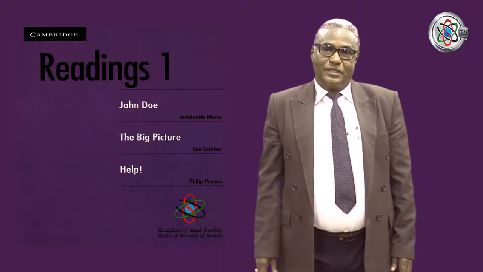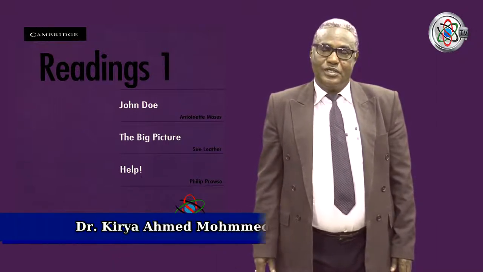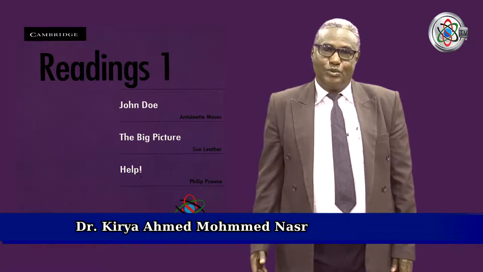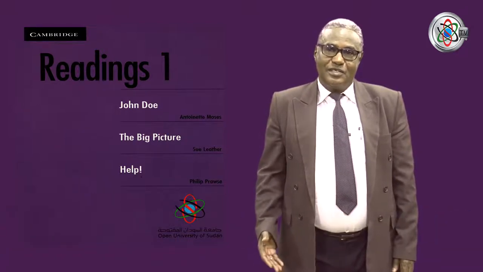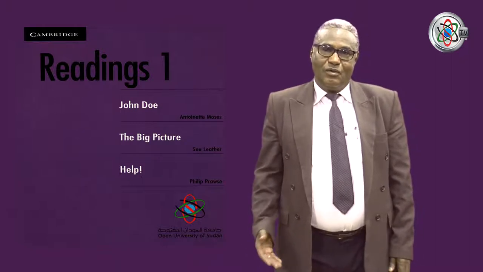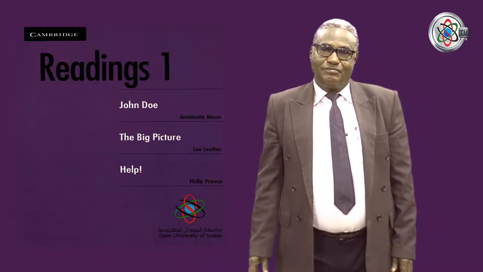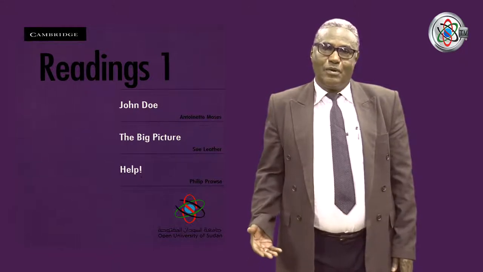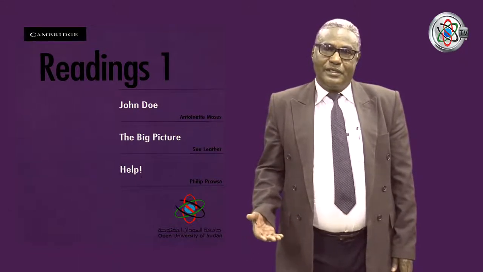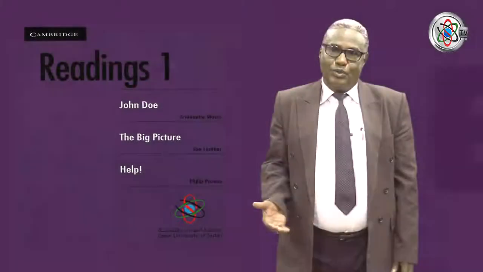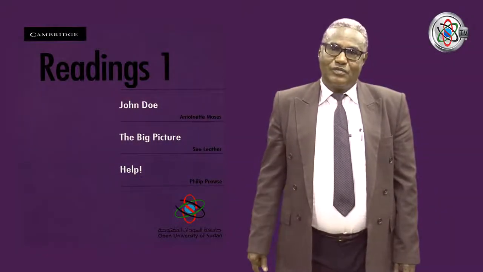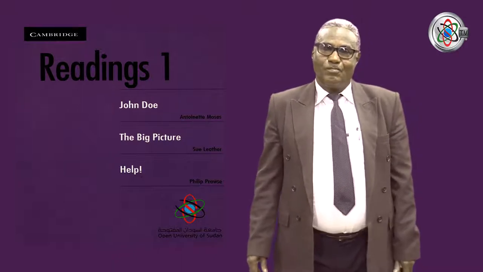which is the series of readings. This series lies in six books: readings 1, readings 2, readings 3, readings 4, readings 5, and readings 6. This series has certain objectives. Number one is to familiarize the learner with a good stock of vocabulary that ranges between simple and bridge series, of this readings series.